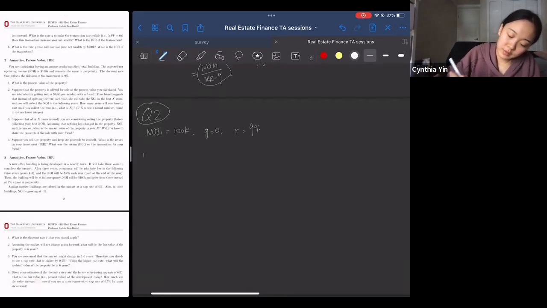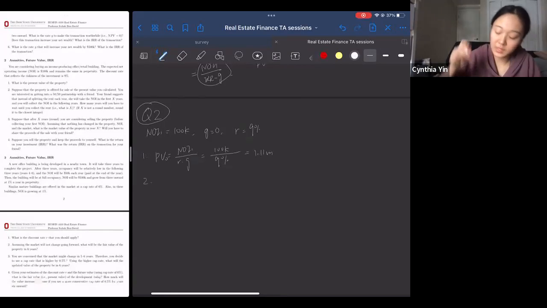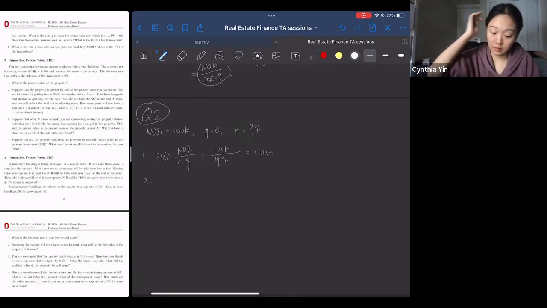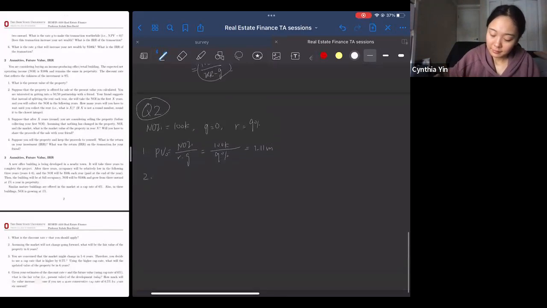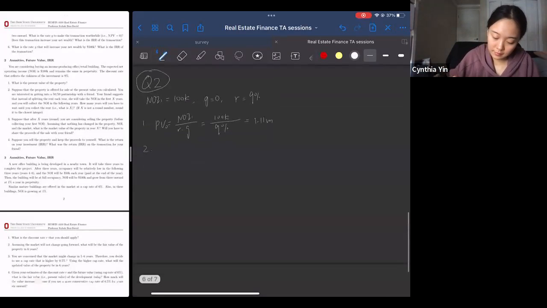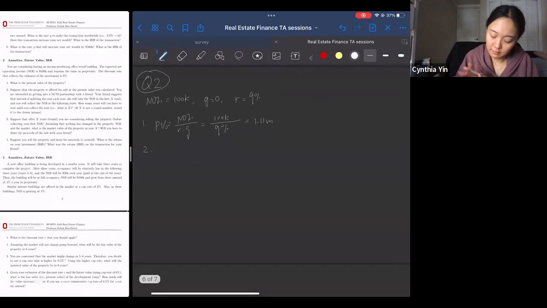So still, the first one is very easy using the perpetuity we talked a lot about, which is just the present value at time 0 equals NOI divided by R minus G, which is 100K divided by 9%. It equals 1.11 million. This is easy, I think. And the second one is a little bit tricky.